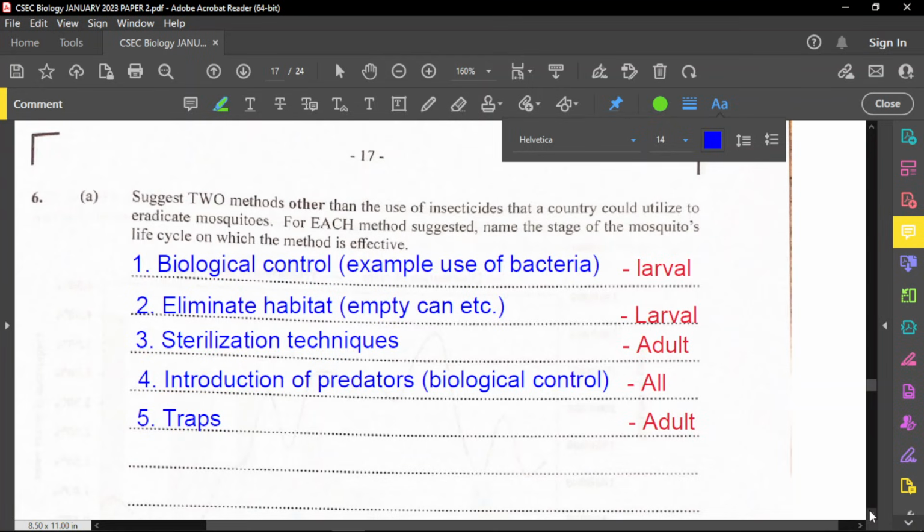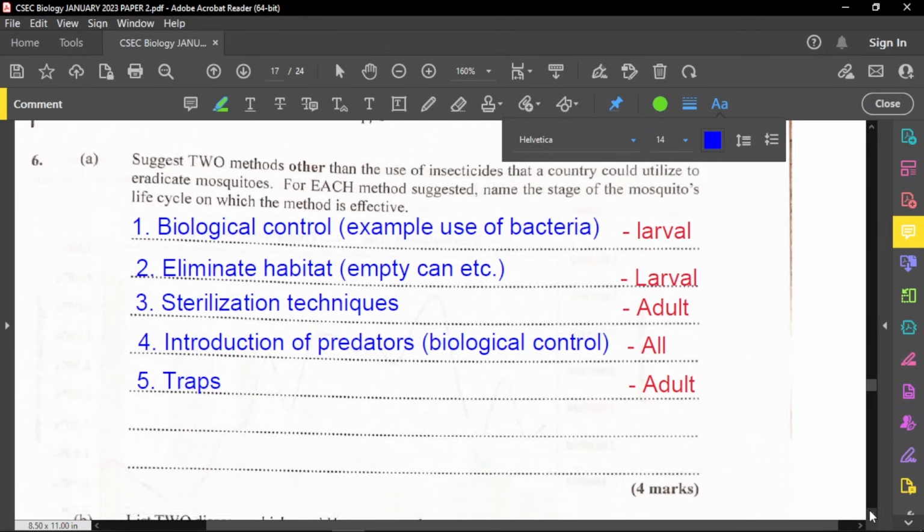Sterilization techniques could affect the adult. They prevent them from reproducing. Introduction of predators, which is a biological control, similar to number 1. But in this case, if you have a direct predator rather than bacteria which infect them, then the biological control in this case could affect all stages. So you could have things in the water that eat the larva, or you could have things in the air that eat the adult mosquito. You could also have traps as well, right? And that will generally affect the adult.